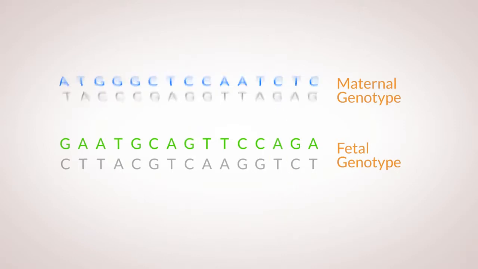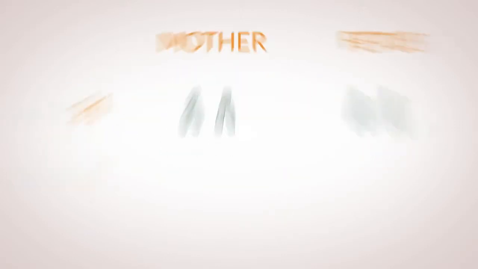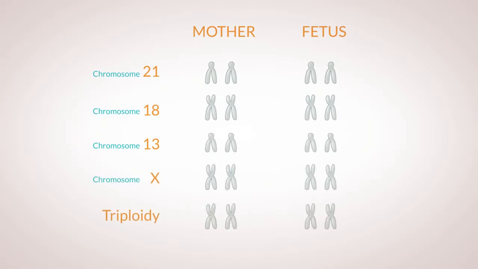This method performs equally well across all chromosomes and allows the Panorama test to report risk scores with extremely high accuracy across all conditions tested.